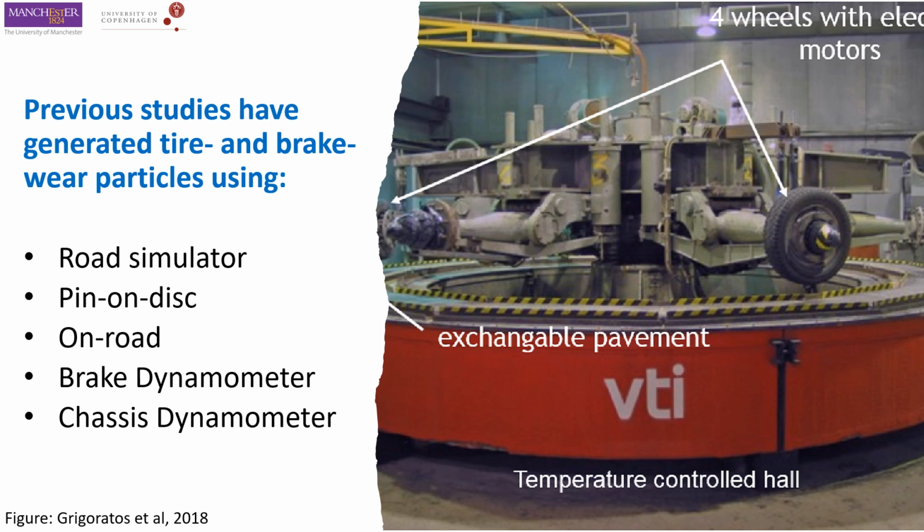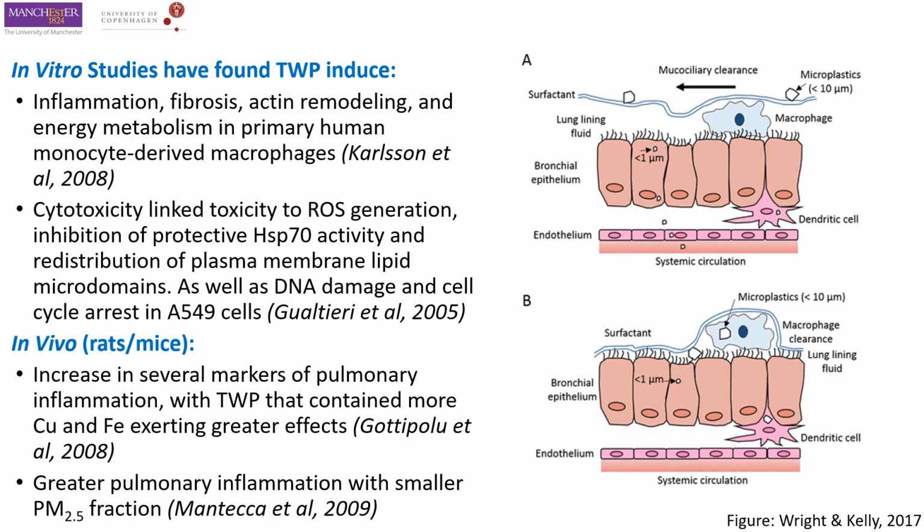Previous studies have used a number of ways to generate tyre and brake wear particles, such as a road simulator, pin-on-disc, on-road collection, or a dynamometer. This here is a picture of a road simulator in Sweden, and this is probably the most efficient way to generate high masses of tyre particles. Tyre road wear particle toxicity in mammalian models is currently limited, and in vitro and in vivo studies have shown that oxidative stress and inflammation are the main mechanisms underlying the toxicity.